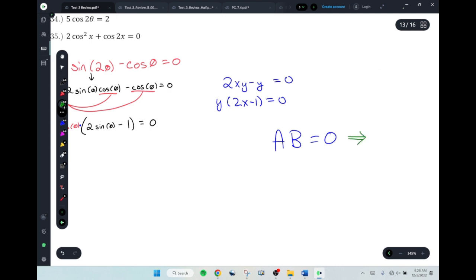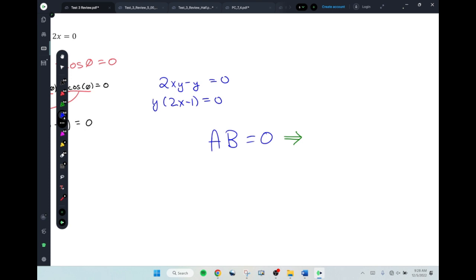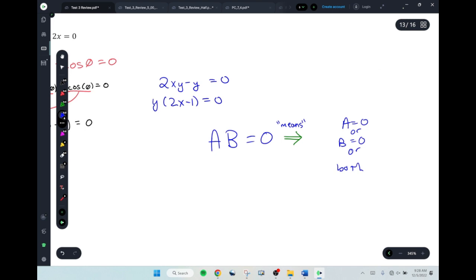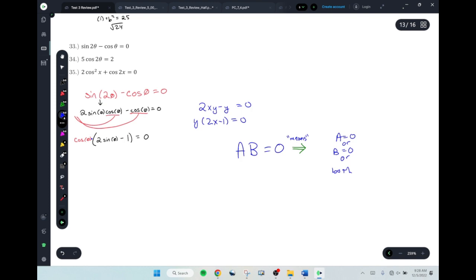implies, that's what this kind of weird looking arrow means. What does that imply? You could think of the word means. A equals 0 or B equals 0 or both, which is not common, but I guess if you have x times x, they both equal 0, like x squared. If both equal 0, that also implies that A equals B, which is kind of fun, but don't worry about that. You can just keep going with that.